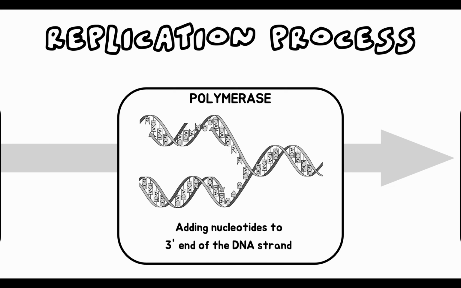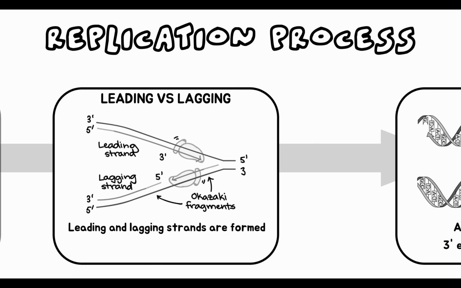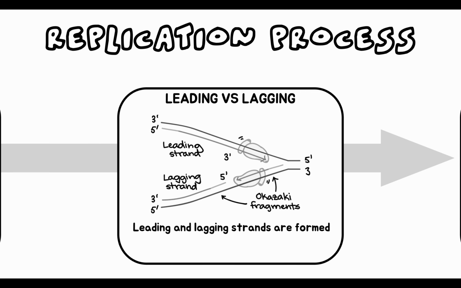The reason it is added only to the 3' side is that DNA is bound in the 5' to 3' direction. And then, the leading and lagging strands are formed. Leading strand refers to an ever-forming strand of DNA, while the lagging strand is a fragmented strand of DNA.